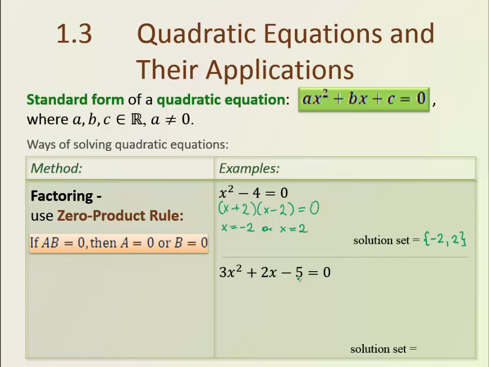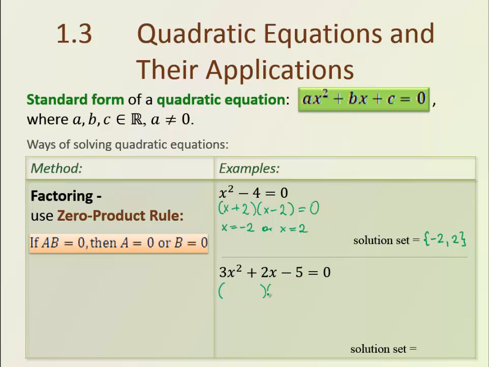Our second example consists of three terms. So we also have this linear term, 2x. This polynomial is still factorable because the product of the outside terms is negative 15 and the difference is 2, so 5 and negative 3 should work.